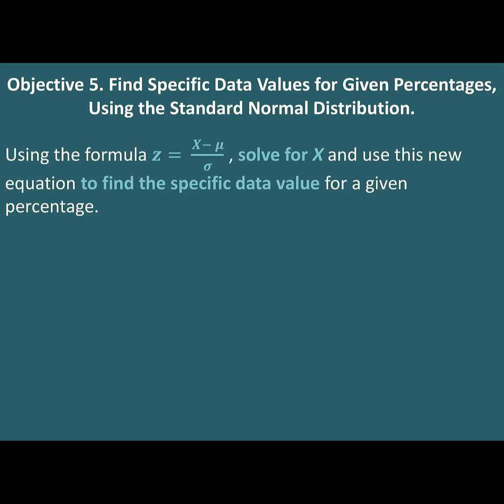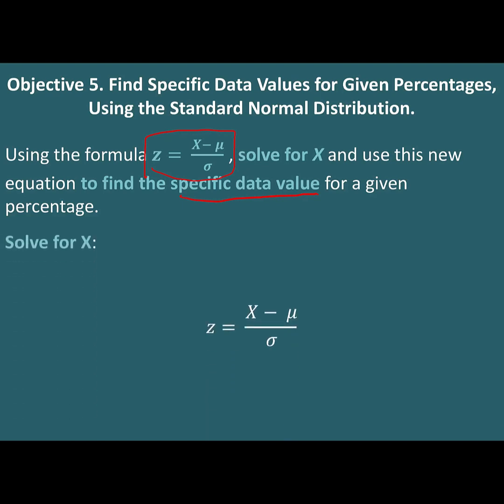Now, let's find specific data values for given percentages. Using this formula, z equals the value minus the mean divided by the standard deviation, let's go ahead and solve for x, then use this new equation to find specific data values for given percentages.